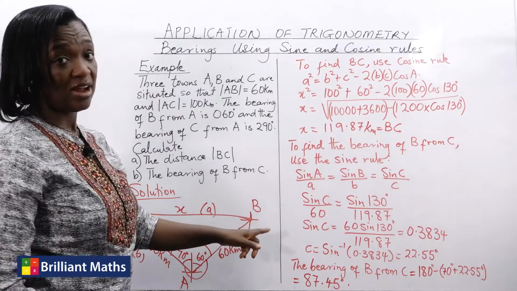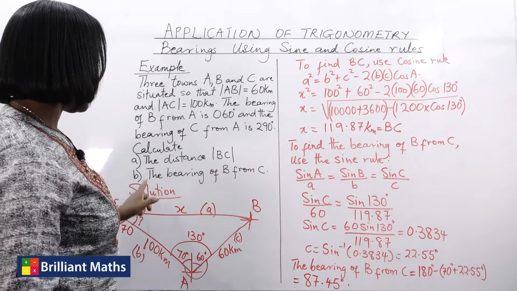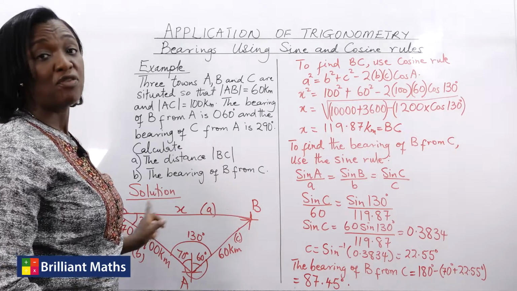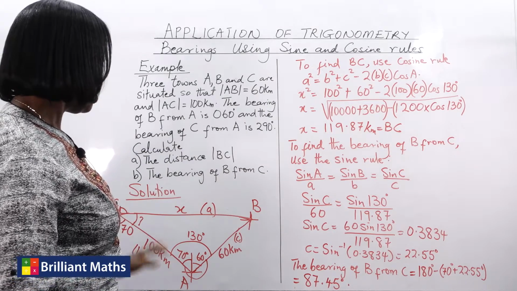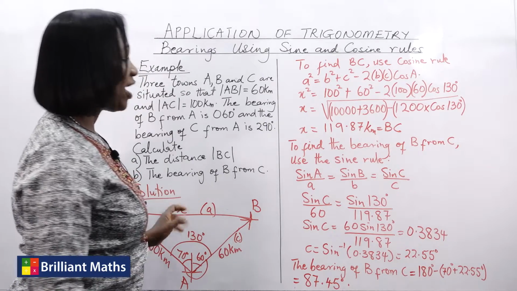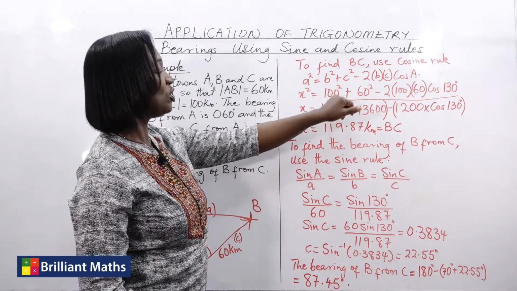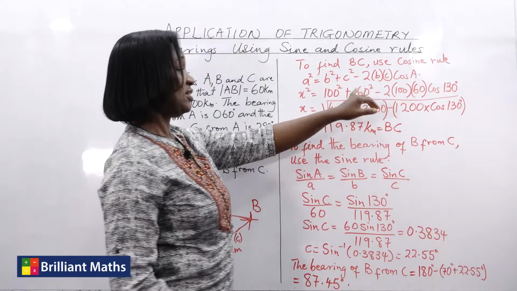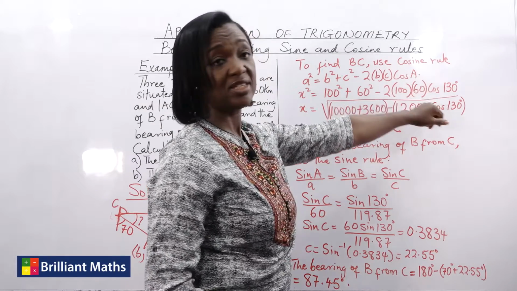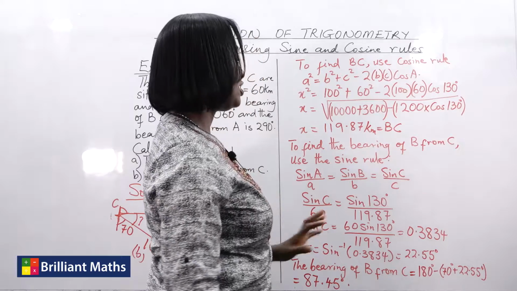BC is not a straight line, this is just a sketch, because we are also going to find the bearing of B from C. So take note of that. So first we need to find A or X. So x squared is equal to 100 squared plus 60 squared minus 2 times 100 times 60 times cos 130 degrees.